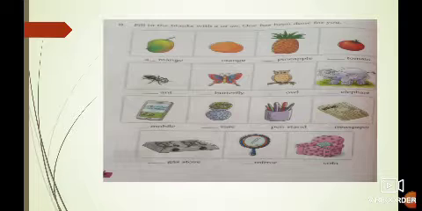Second picture, it's written orange. It starts with O. O is vowel, so you have to write an before orange. Third one is pineapple. Pineapple starts with P. P is a consonant. So before it you have to write A like this. You have to complete this also.